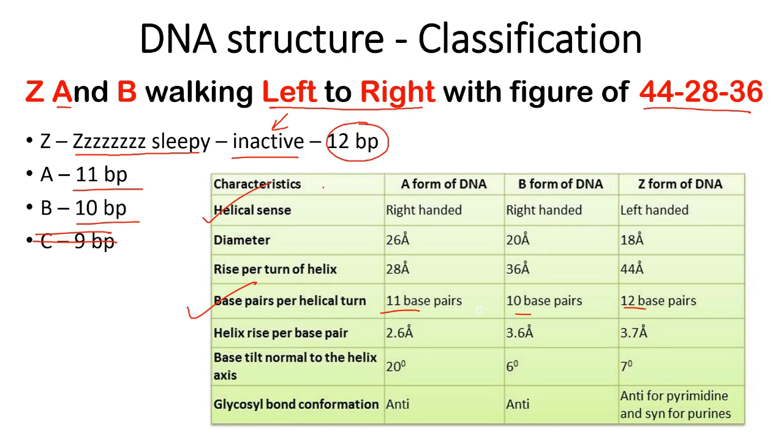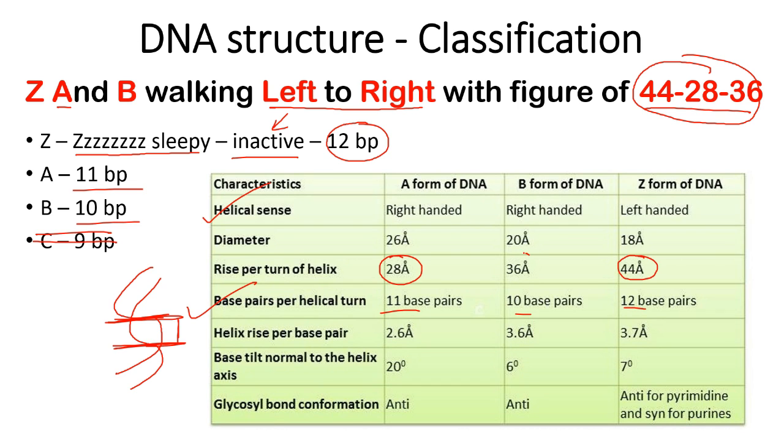Now what more can we get from the last part, 44, 28 and 36? We can easily find the rise per turn of the helix. Whenever we talk about a helix, the length between two consecutive turns is the total rise, and we can calculate it. The rise is given in angstroms: 44 for Z, 28 for A, and 36 for B. This is the angstrom rise per turn.